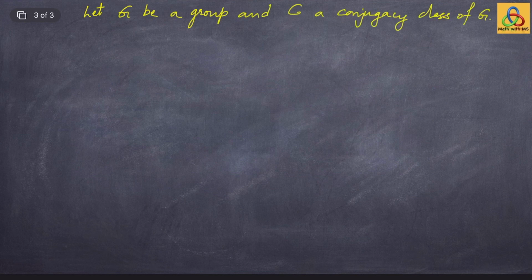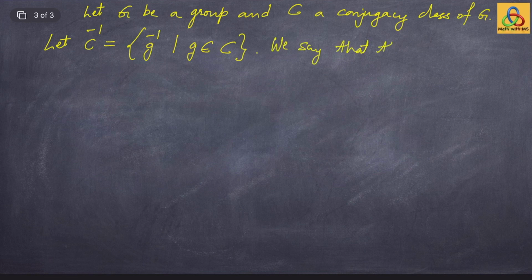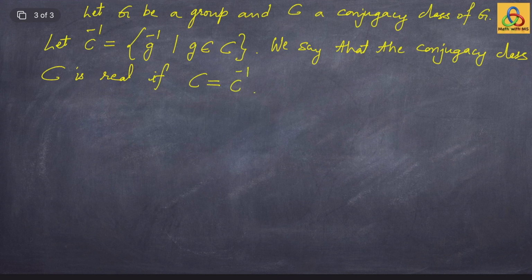Let us now define real conjugacy classes. Let G be a group and C a conjugacy class of G. Let us write C inverse to be the inverses of elements of C, that is, g inverse such that g is in C. It is trivial to check that C inverse is also a conjugacy class of G. We say that the conjugacy class C is real if C is the same as C inverse. That is, every element in the conjugacy class C is conjugate to its inverse.